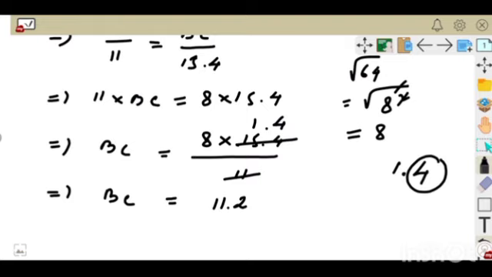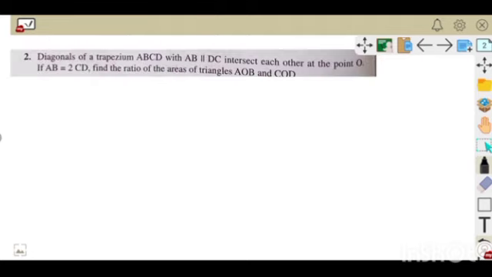Okay, so what is the length of BC now? BC is 11.2 cm. Of course this is in centimeters. So you can give the conclusion here. Therefore BC is 11.2 cm. Now we have question number 2.